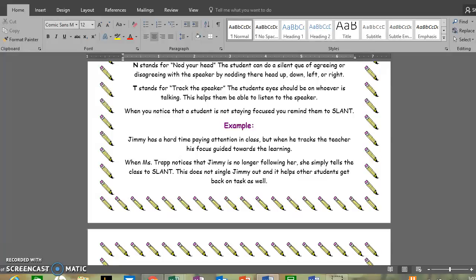The teacher notices that the student is off task, he's not paying attention, he's slouching, he's putting his head down. So she says, "Class, let's SLANT." And the students know, all right, we need to sit up, we need to listen, and we need to see if there's any questions I have or may have or that I need to answer. Then nod our head like, yes, I'm listening, and track the speaker.